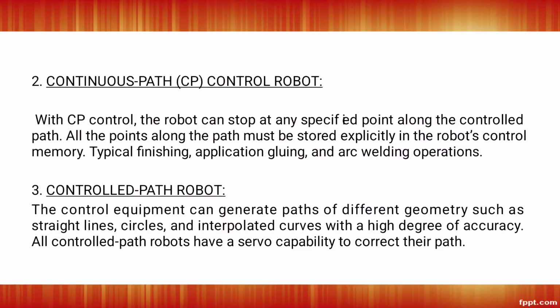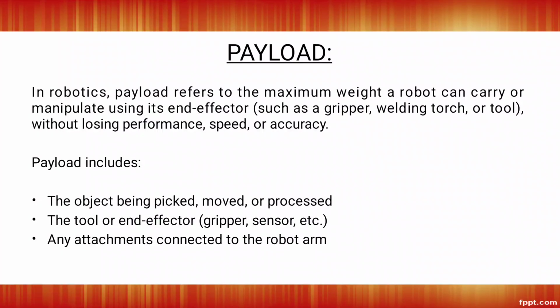Next is the controlled path robot. The control equipment can generate paths of different geometry such as straight lines, circles and interpolated curves with high accuracy. So that's all about speed of motion.